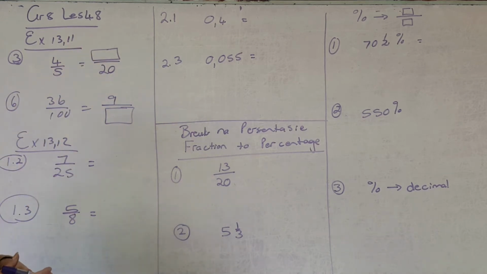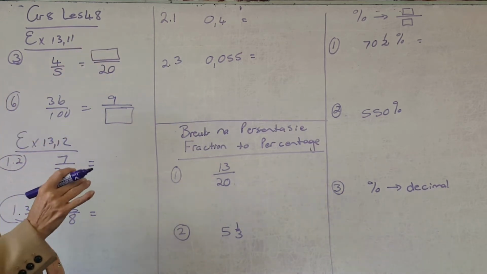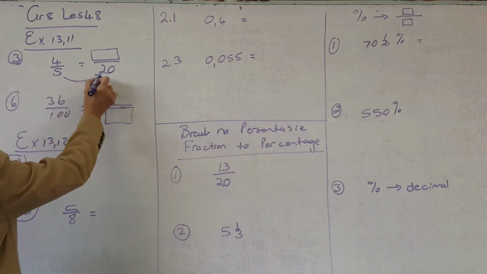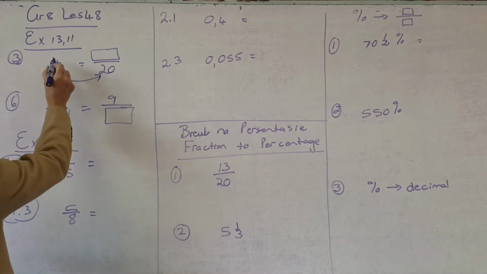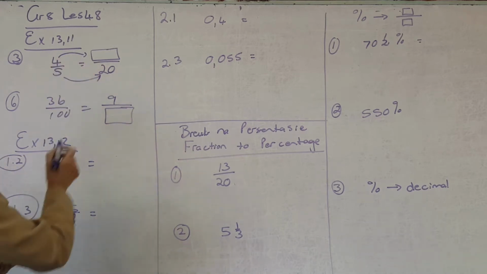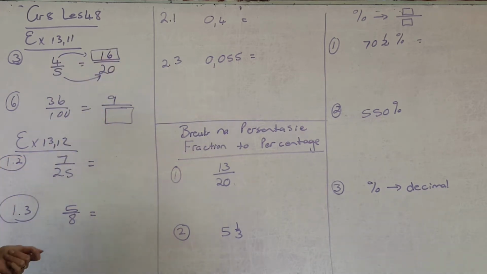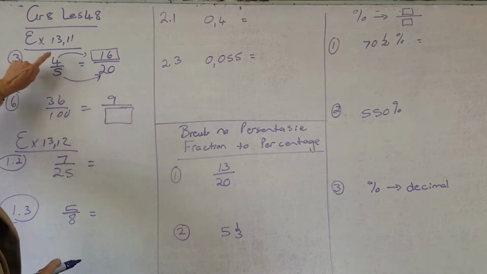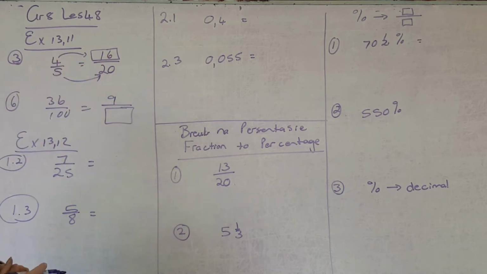It's equivalent fractions. So what you do at the top, you do at the bottom. At the bottom, what did you do to get to 20? Jy het gemaal met 4. So jy moet daarop maal met 4 en dit beteken ek gaan 16 hê. The answer is 16. At the bottom I times 5 by 4 to get to 20. So I must times with 4 and that gives me 16.